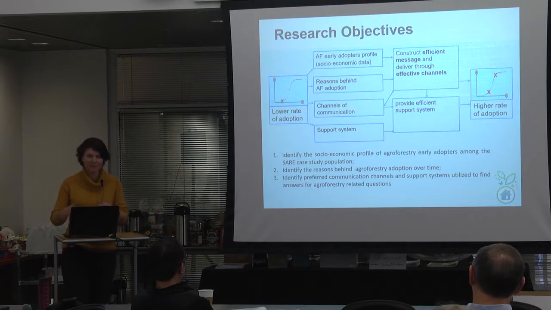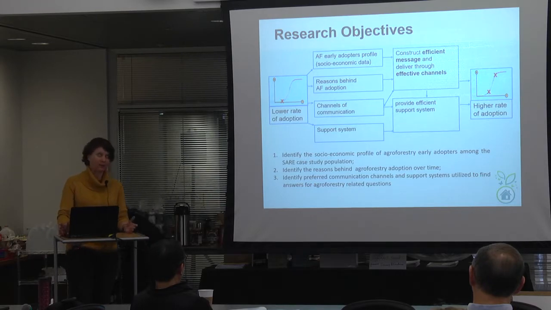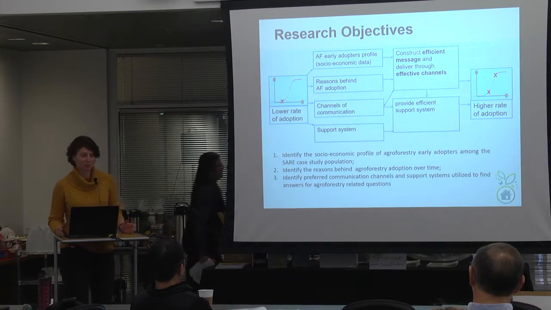So to do so, we need to know who those early adopters are. What are the reasons behind their decision to adopt agroforestry practices? What channels do they use to first learn about agroforestry and then find answers to the questions they have about it? And what kind of support system do they have, and what kind of support system do they actually need? Knowing that would allow programs like SARA, like Center for Agroforestry, and others who strive to promote sustainable agriculture, to construct effective, efficient messages and deliver them through effective channels, and provide a sufficient support system.